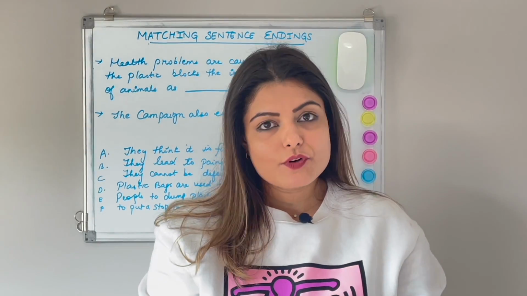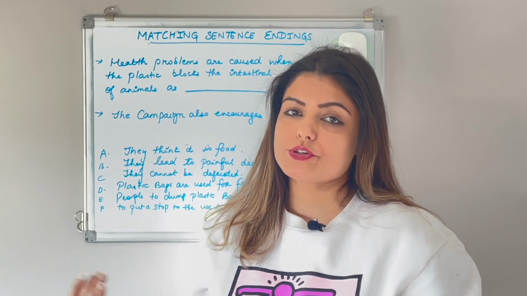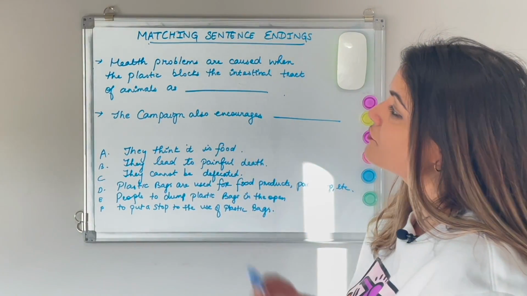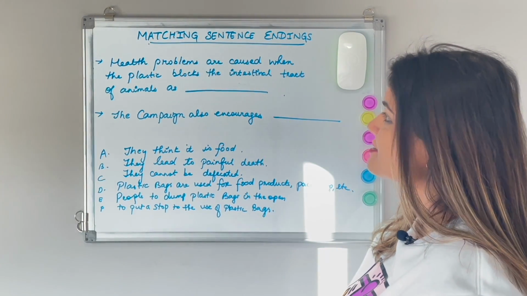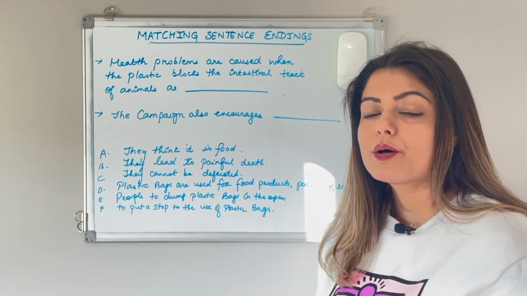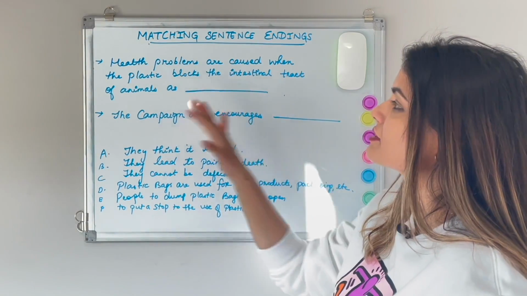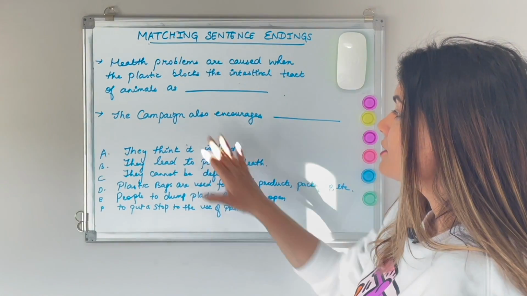I hope you guys followed my instruction and read the paragraph after reading the question and the options. Now let's look at the first question. The first question says, health problems are caused when the plastic blocks the intestinal tract of animals as. So they are talking about why the plastic blocks the intestinal tract of animals. So we have to look for that information. So now let's look at the options.